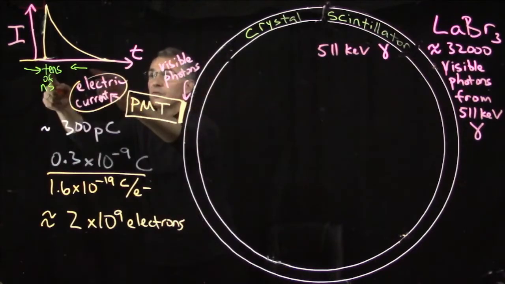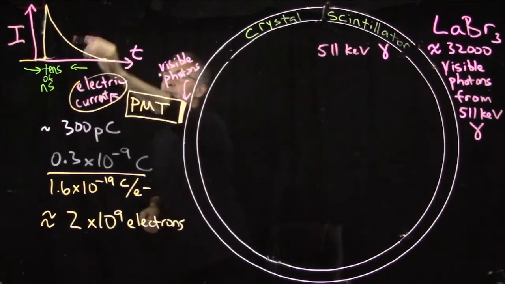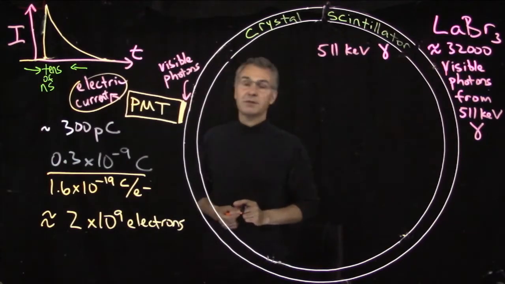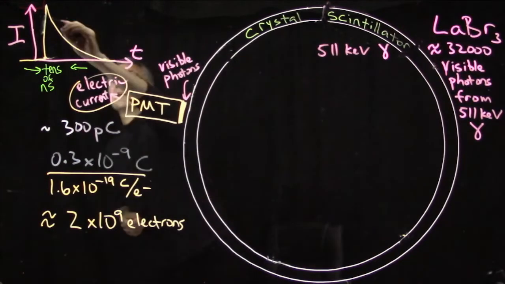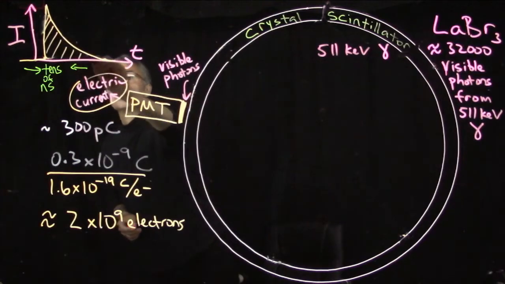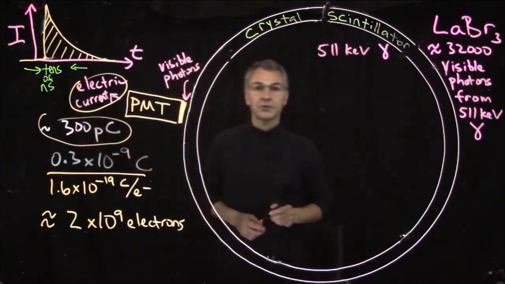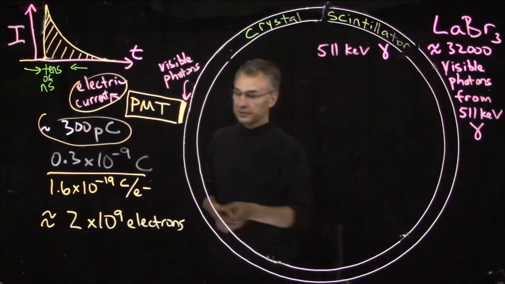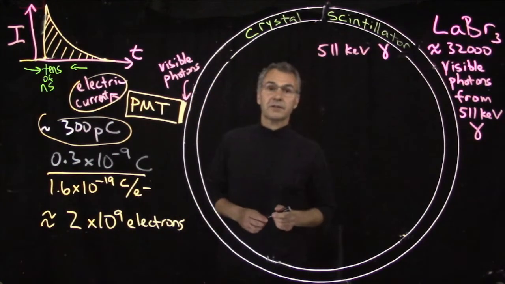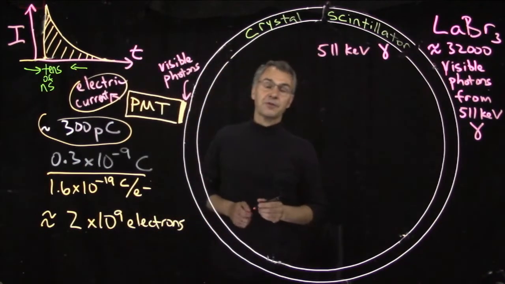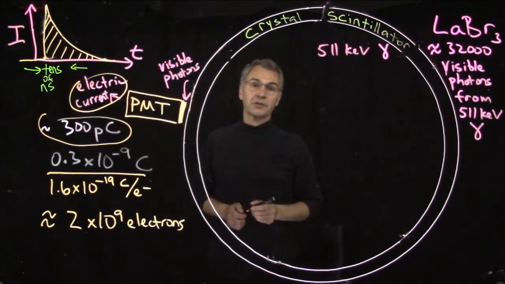And so this width, the time it takes for most of the current to arrive, is a few tens of nanoseconds, maybe 50, 60 nanoseconds. And then the area under this curve, which would be total charge, is a few hundred picocoulombs, which is the equivalent of a couple of billion electrons. We then want to detect this pulse of current with a system of electronics and record it into a computer.